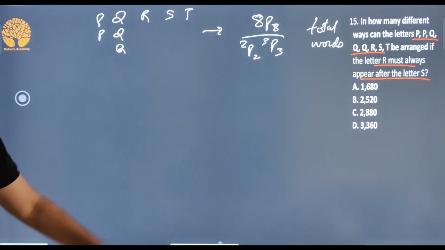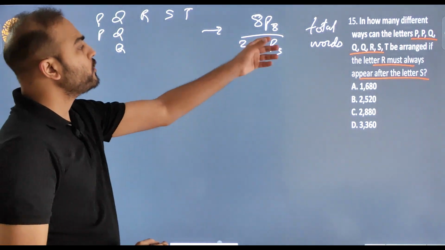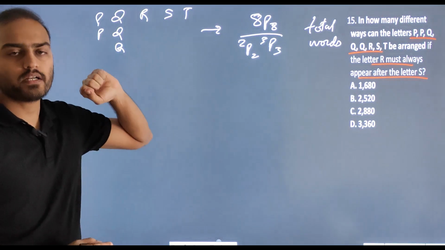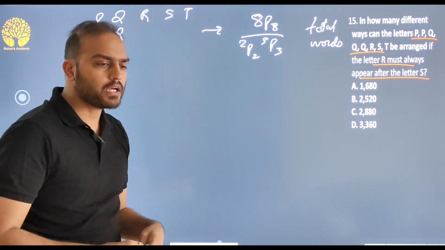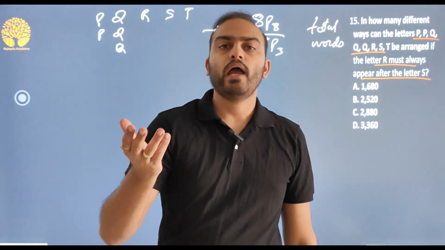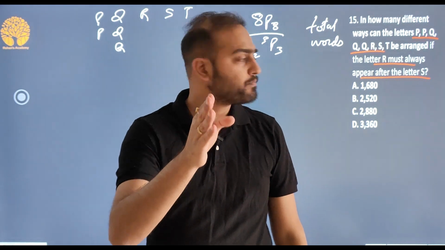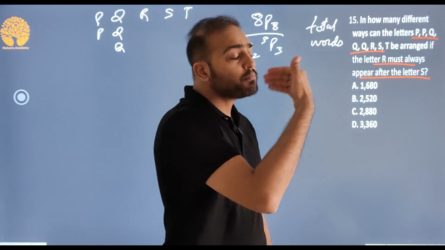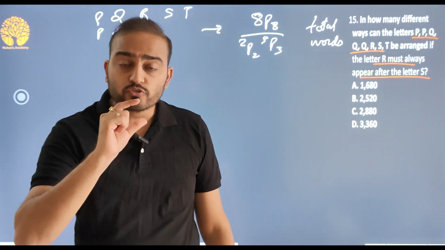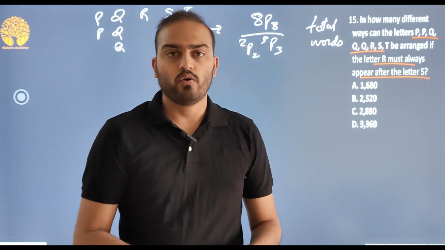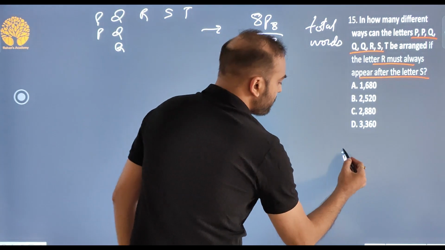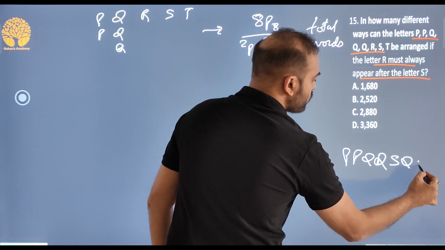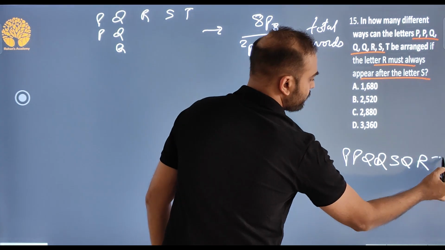Right? That's 8P8 by 2P2, 3P3. These are the total words that I can make from these 8 letters. Now think, if you are sitting in a row and if you just focus on R and S, the question says R comes after S, which does not mean that R has to be immediately after S. The word could be P, P, Q, Q, S, Q, R, T.